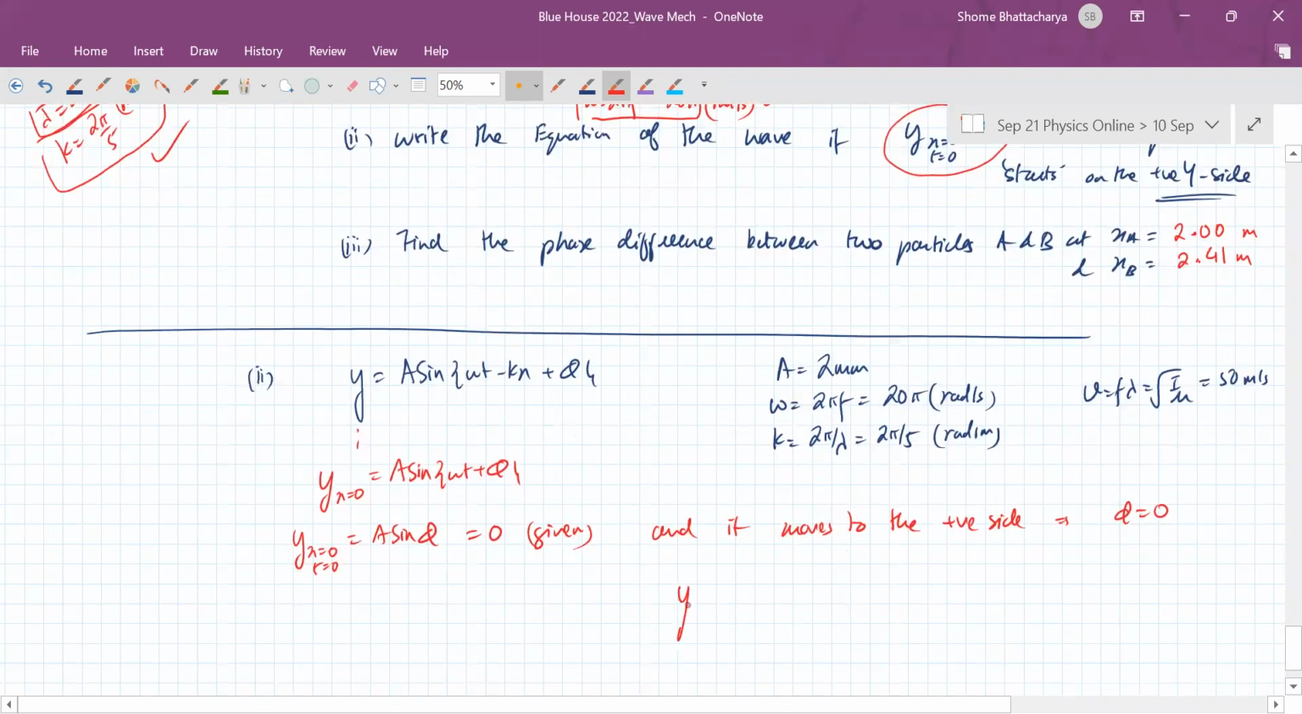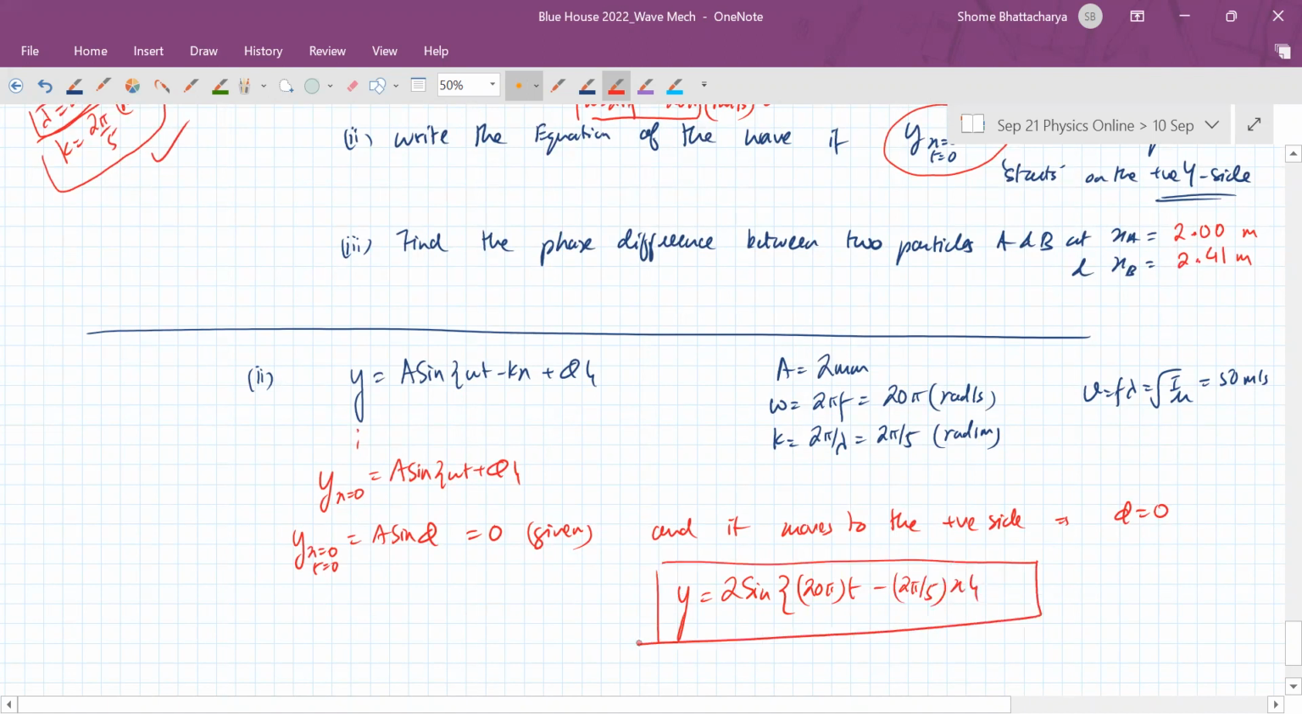So the equation of the wave becomes 2 sine 20 pi t minus 2 pi by 5 x, where y is in millimeters, t is in seconds, and x is in meters. Okay. So now, having understood this, just apply the relationship between path difference or x2 minus x1 and phase difference delta phi for the last part. It's quite easy.